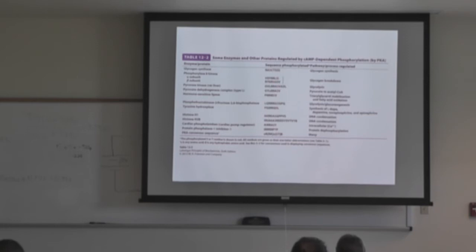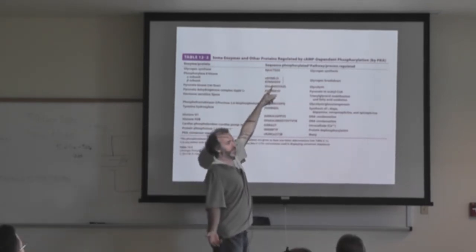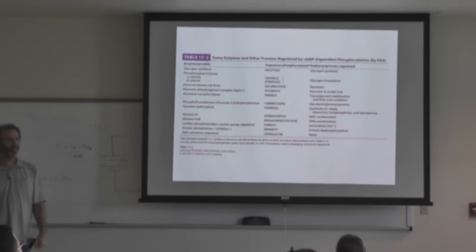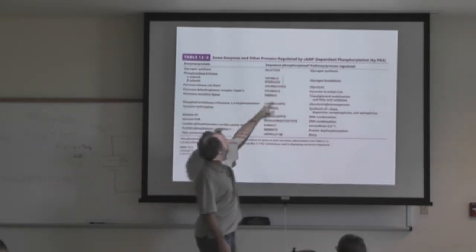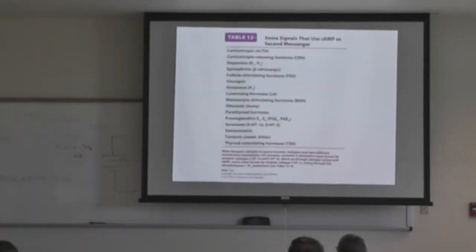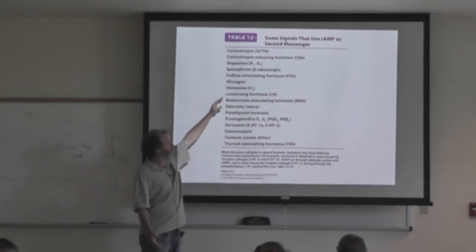This table in your book shows an example of the sequence of phosphorylation. These are serine sites that get phosphorylated. Why is serine good for being phosphorylated? Serine has a hydroxyl. So it gets phosphorylated on the serine, and all of these have specific serines that end up being phosphorylated. Some of the signals that use cyclic AMP as a second messenger include corticotropin, or ACTH, corticotropin releasing hormone, dopamine, epinephrine, follicle stimulating hormone, glucagon, and et cetera.